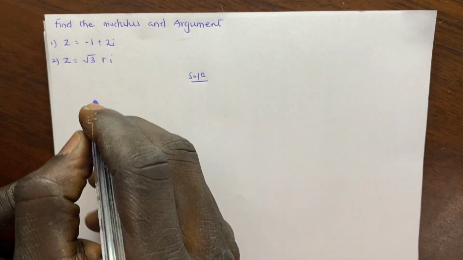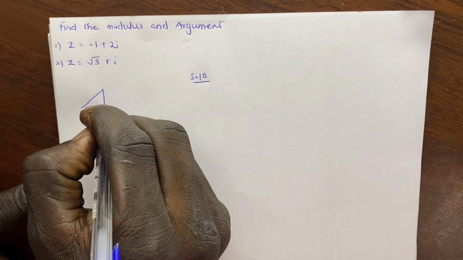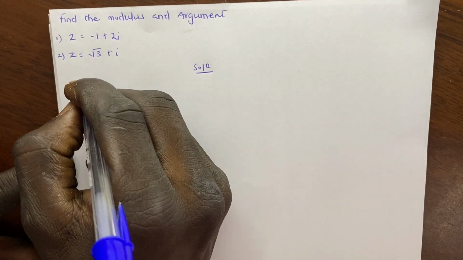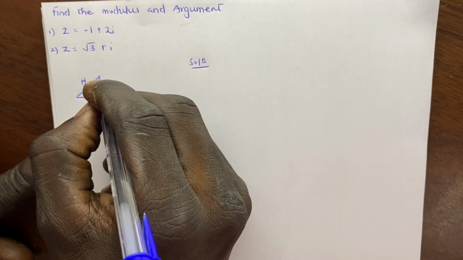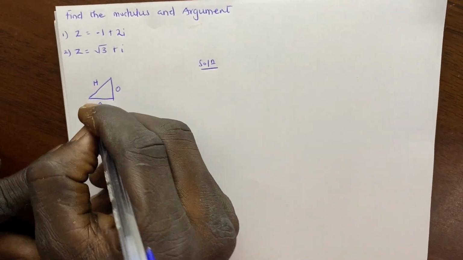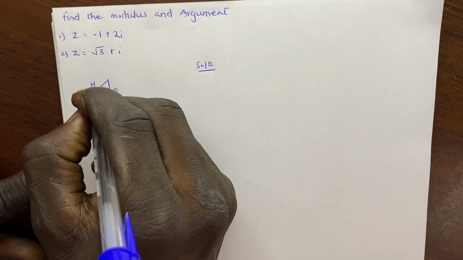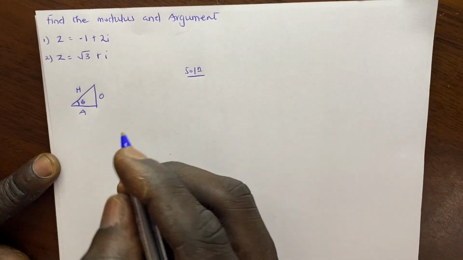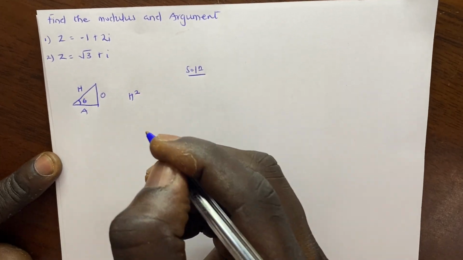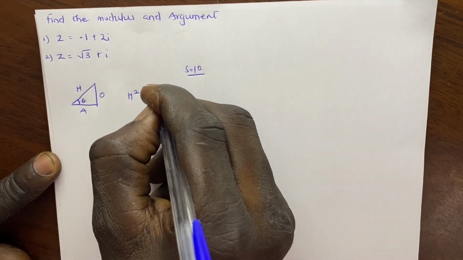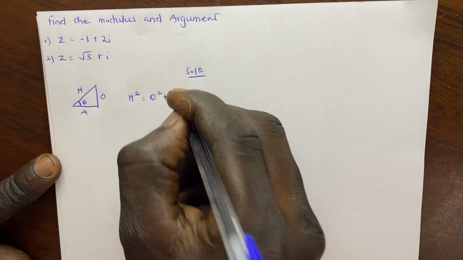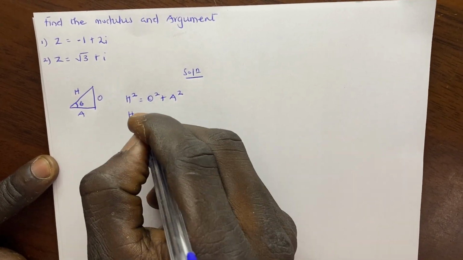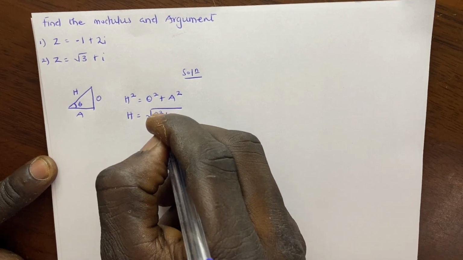So similarly, when we are looking at trig functions, we know that we have this to be our hypotenuse, this to be our opposite, and this to be our adjacent. And this is the angle theta between the hypotenuse and the adjacent. So whenever we want to find this hypotenuse, we know that our hypotenuse squared is equal to this opposite squared plus the adjacent squared. And we can now find this hypotenuse as the root of our opposite squared plus adjacent squared.